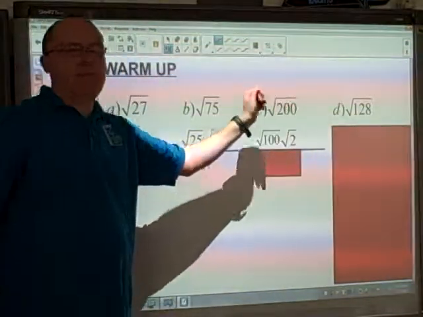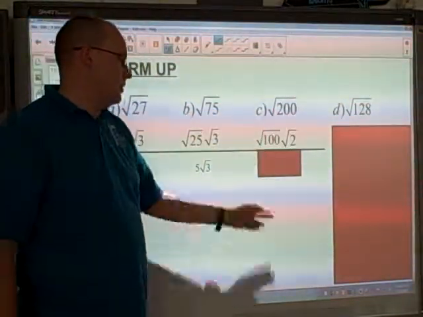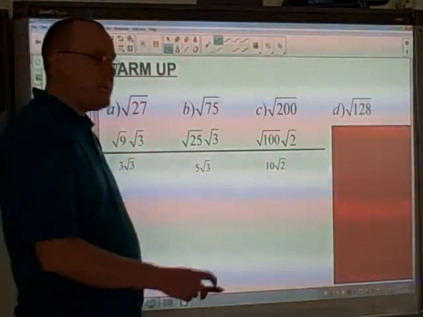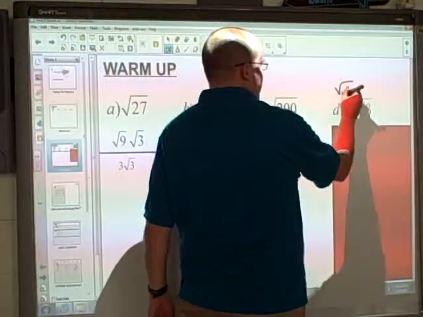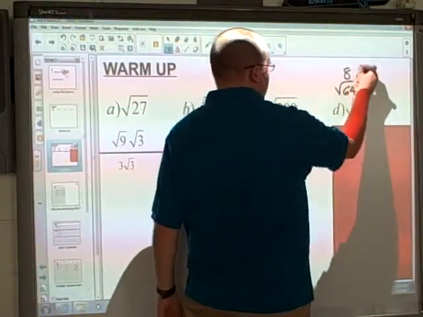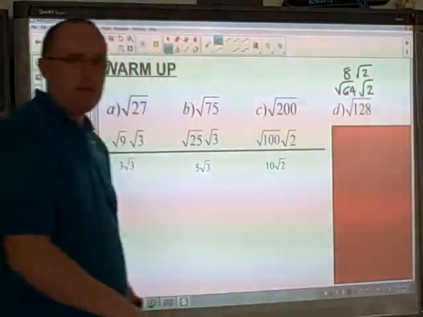And a big number, but look, it's hundreds, so we know 100 works, and the square root of 100 is 10. Now for 128, the easiest way is to go with 64 and 2, but that might not be that obvious. Square root of 64 is 8, so the answer is 8 radical 2.